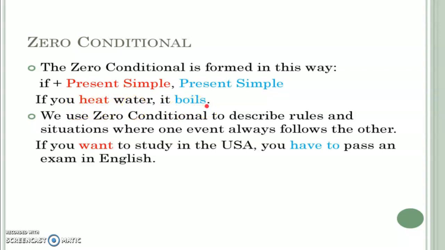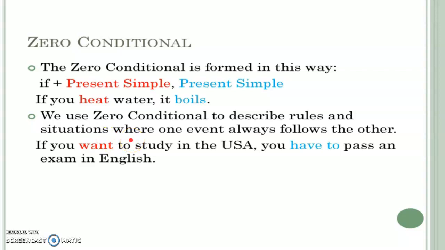يبقى تاني الحاجة المميزة في الزيرو كونديشنال أنا حتى بقول زيرو كونديشنال هتلاحظ إن هي present simple وراها present simple. Why should we use this form؟ علشان أنا بتكلم على scientific fact. هنا هنلاحظ إن أنت بتقول heat water it boils. تمام دي scientific fact. We also use zero conditional to describe rules and situations where one event always follows the other.